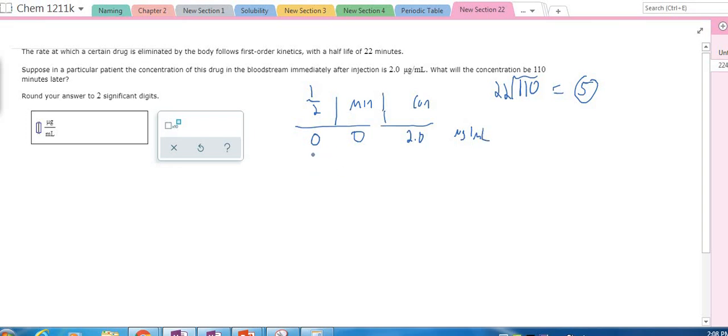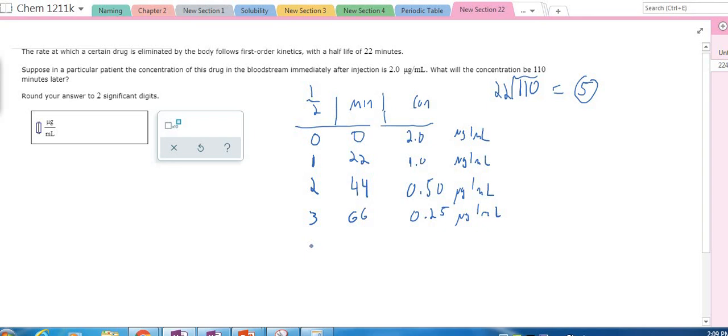Okay, let's just keep going. After one half-life, which is 22 minutes, the concentration is going to be 1 microgram per mil in the body. After 2 half-lives, that's going to be 44 minutes. Concentration has now dropped to 0.50 micrograms per mil. Alright, we're not up to the 5 half-lives yet, so at 3 half-lives, it's going to be 66 minutes. Concentration has now dropped to 0.25 micrograms per mil.